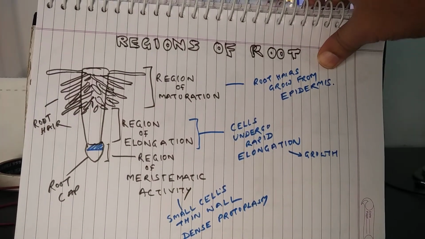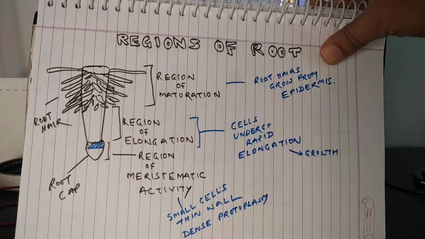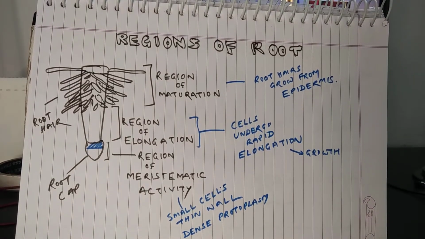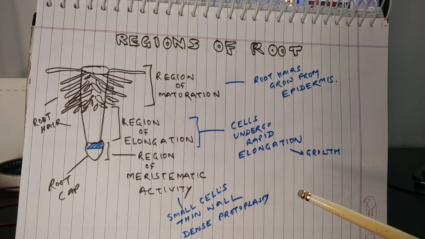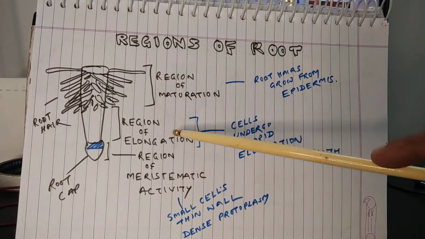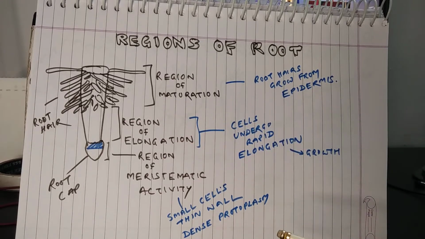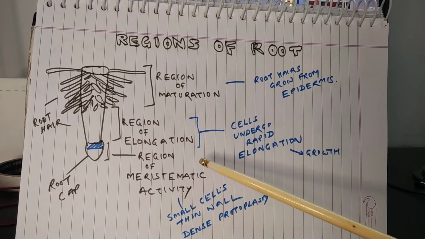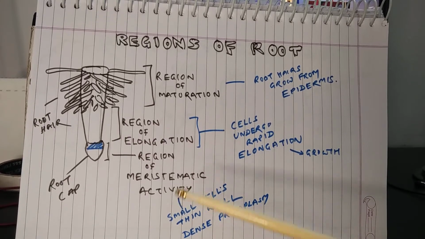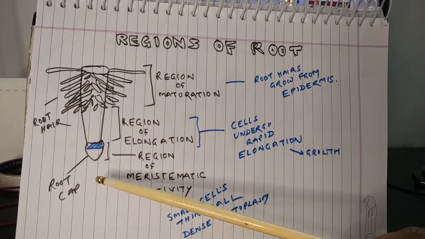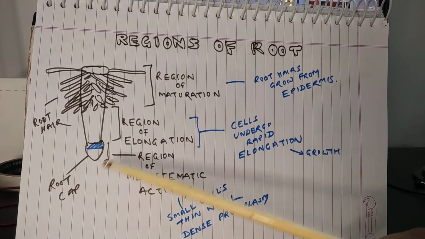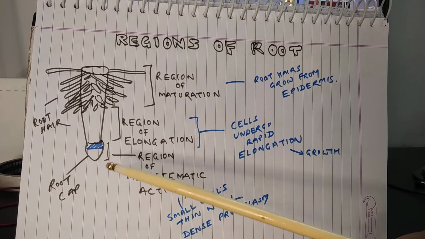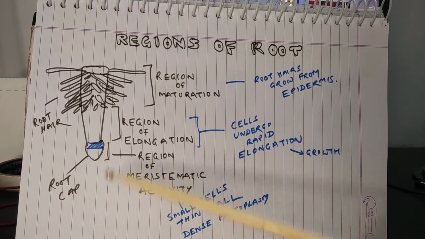Now let us understand about regions of root. There are three regions in a root. The top one is called the region of maturation, and it is followed by a region of elongation, and the tip of the root has a region of meristematic activity. In fact, the tip of the root is covered by root cap, which protects the underlying cells from harsh substances which may be present in soil.